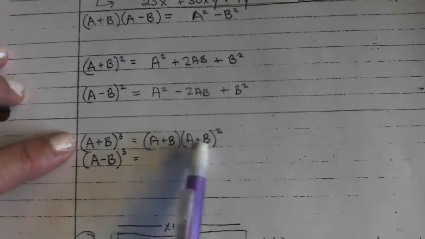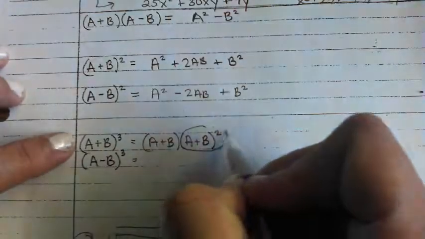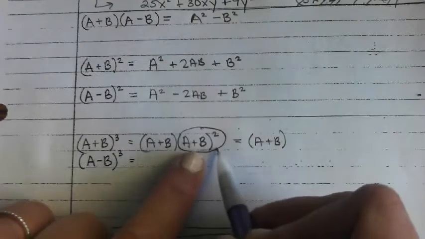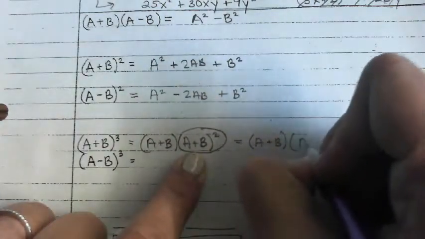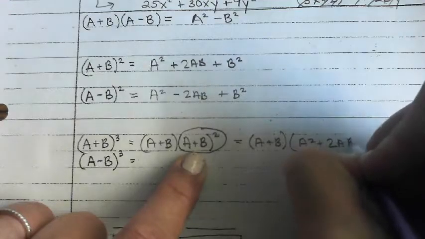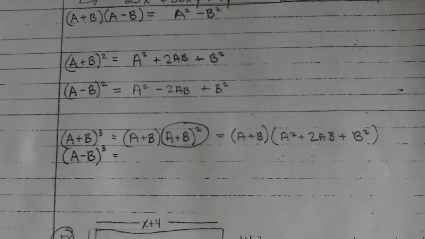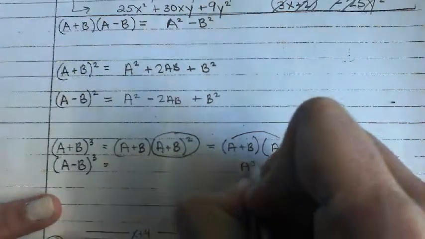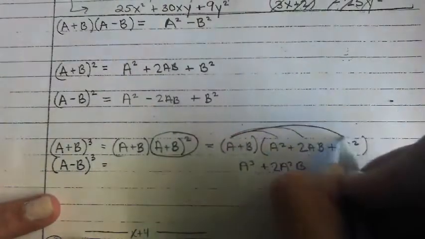And do a plus b times a plus b squared. Yes? This we kind of have our shortcut for, so I'll keep the original a plus b, but then the a plus b squared, I'll use what we have up above here. And then we will distribute the binomial times the trinomial. So a times a squared, a times 2ab, a times b squared.